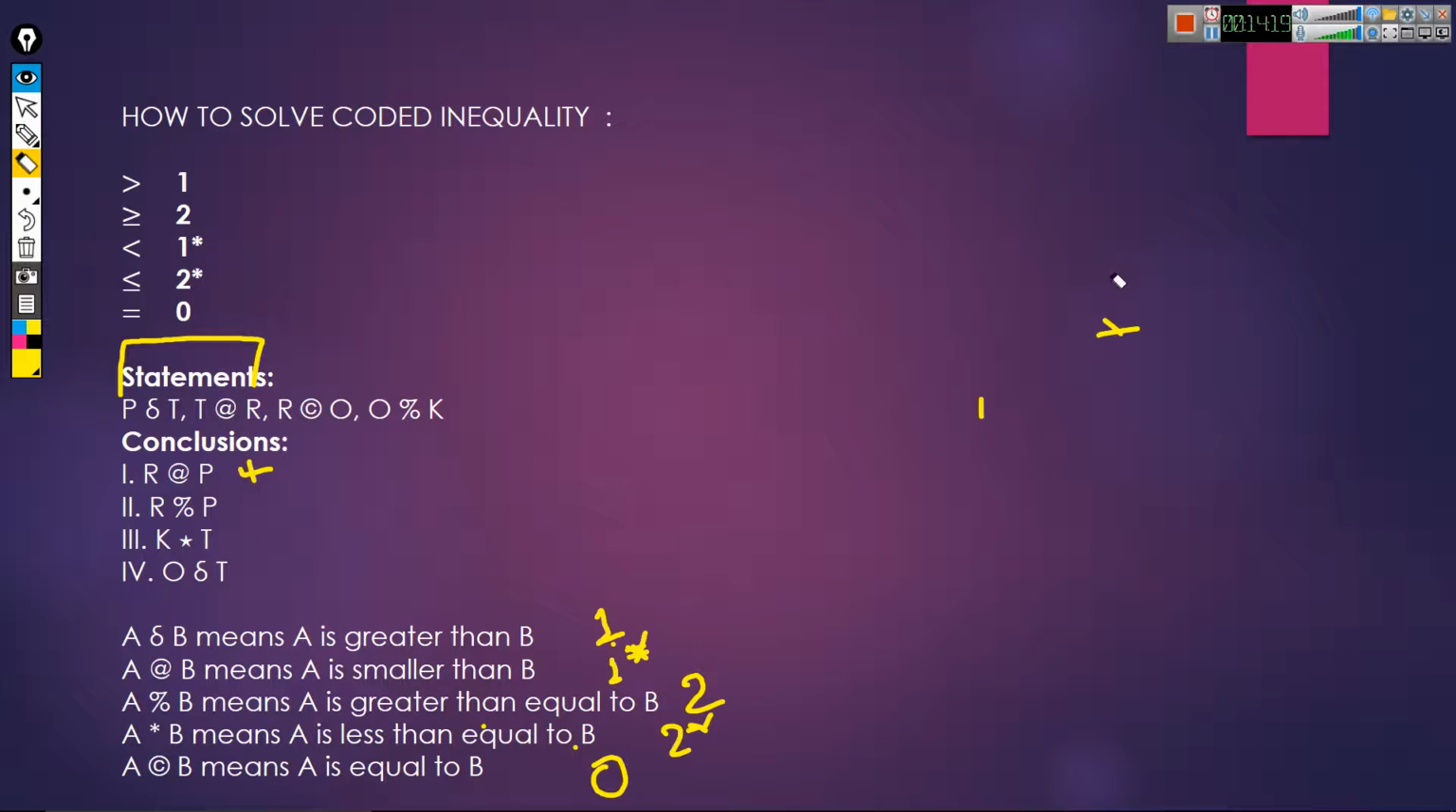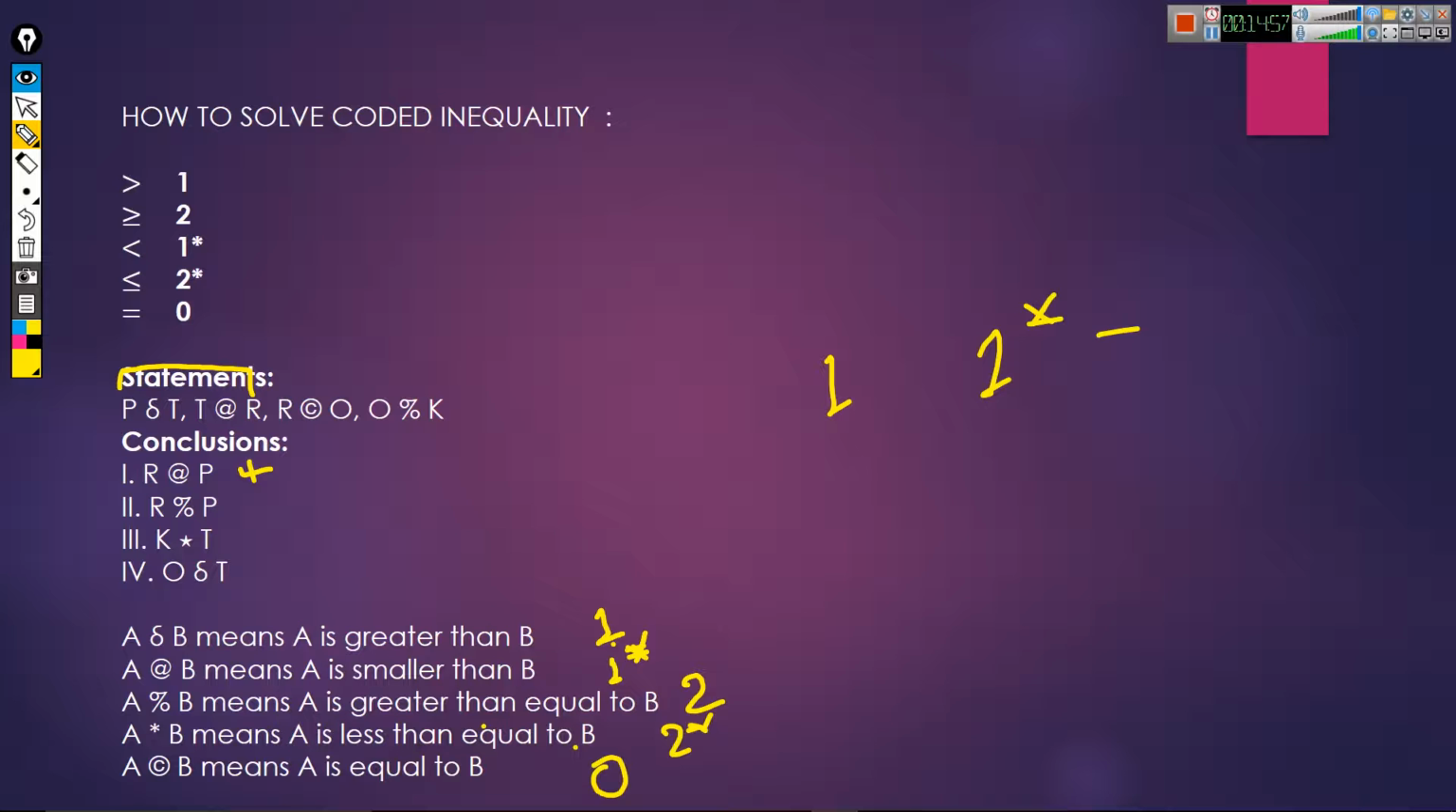Let's check next. R percent P, we have to go R to P. Again, we have already checked it. It will be the same R to P, so it will be 1 and 1 asterisk. R at the rate P. So both conclusions are wrong.